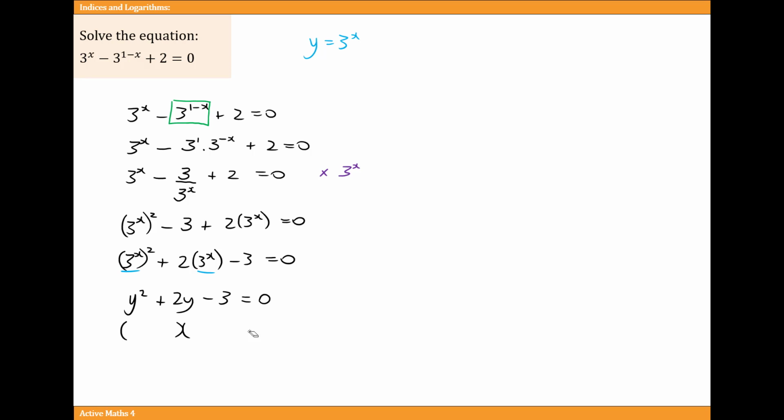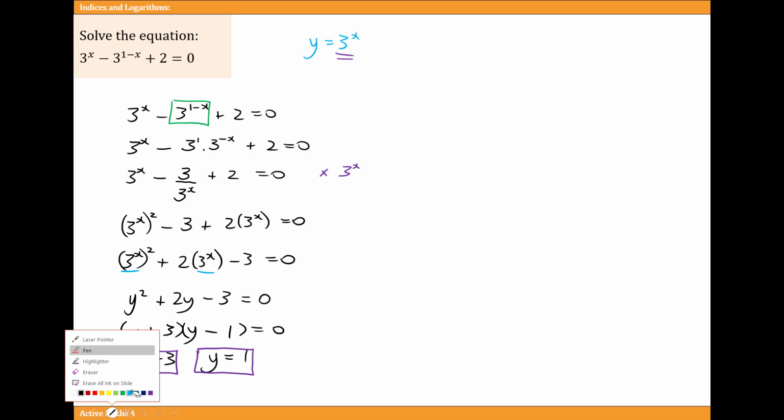I'm going to factorize this, and I get y and y, 3 and 1, a plus and a minus. So y is equal to minus 3 and y is equal to 1. Now remember, as before, these are the y values, but we need to find x values. So we're going to let each of these values of y equal 3 to the power of x, but we'll see that not all solutions are valid.